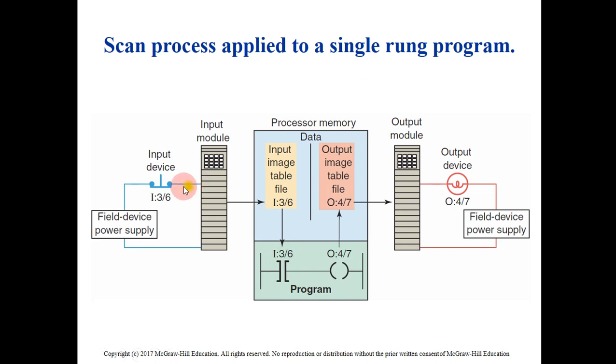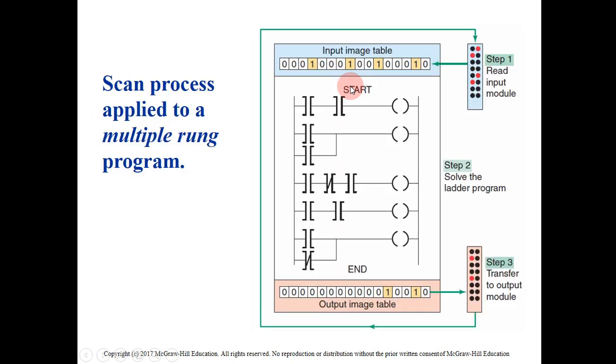It's connected with one device here, and the input device here, the status is closed actually. This input device goes through the module. From the module, it goes to the input image table, then goes through the program, again to the output image table, to the output module, then to the output devices or the field device. Okay, so as you can see here, input device number 6, terminal number 6, goes to the input image table. This is in the case that you have only a single rank. If you have multiple ranks, it will also be the same.